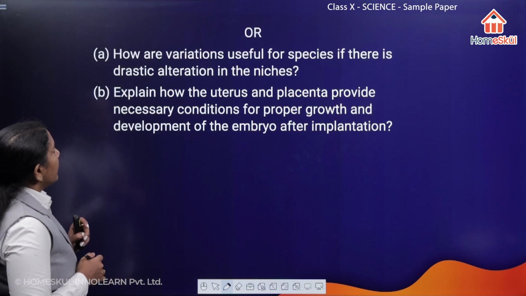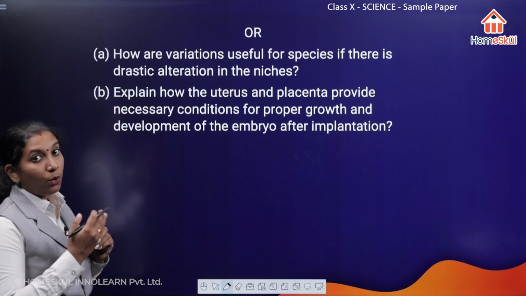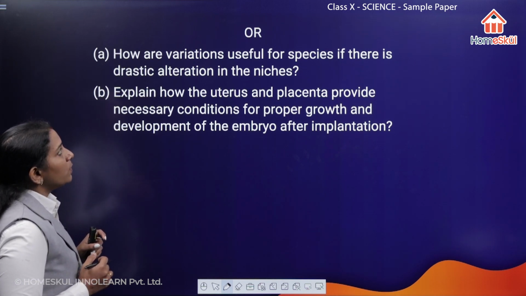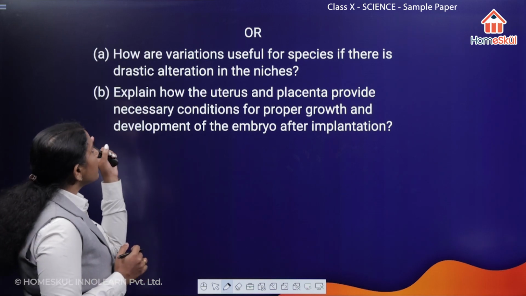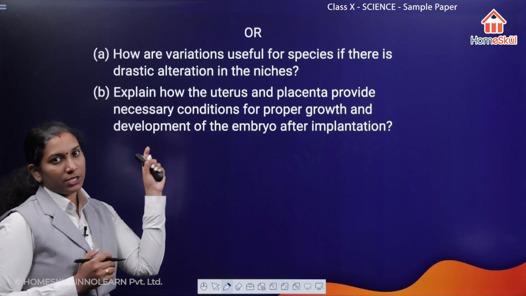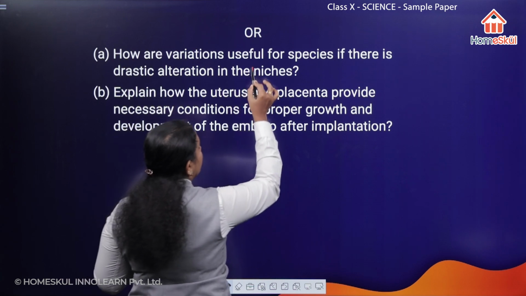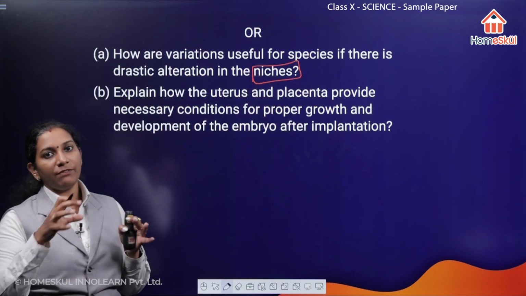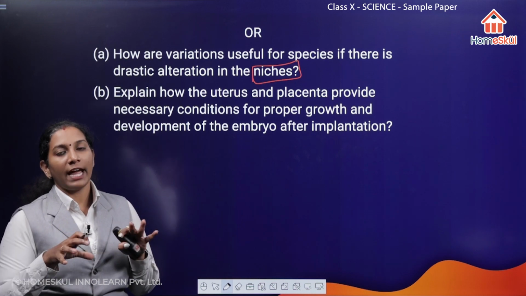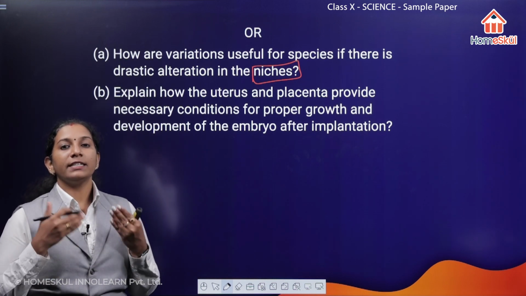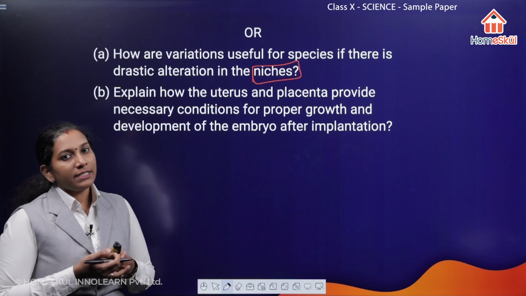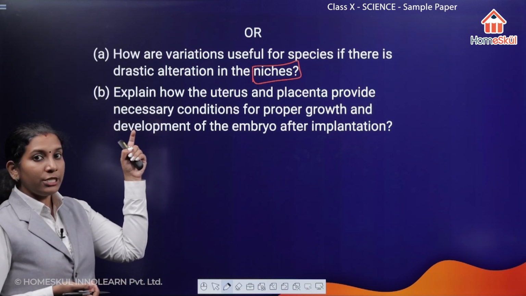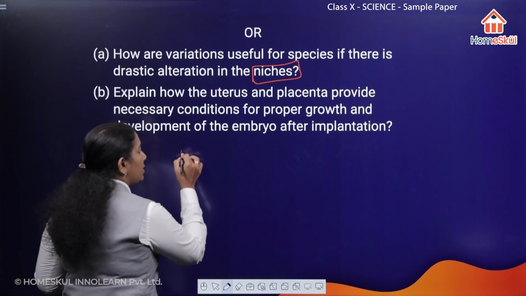Then next one, here you have another question. So A and B will be there. A, how are variations useful for species if there is a drastic alteration in the niches? What do you mean by niches? Niches means the environmental area, the environmental condition in which a particular organism will flourish. That is its favorable condition. That is its niche. So if there is a drastic alteration in the niches, the niches will change.